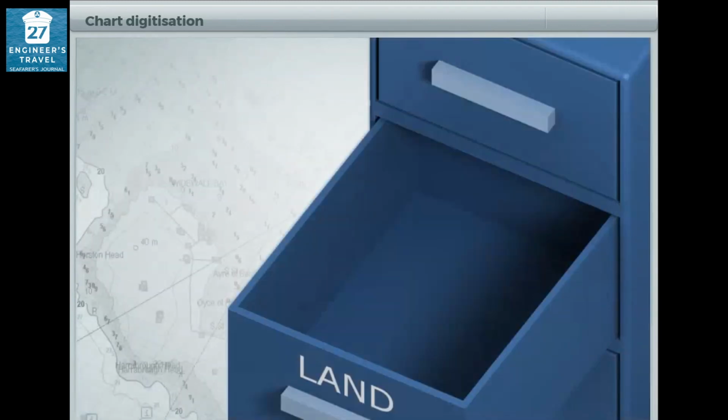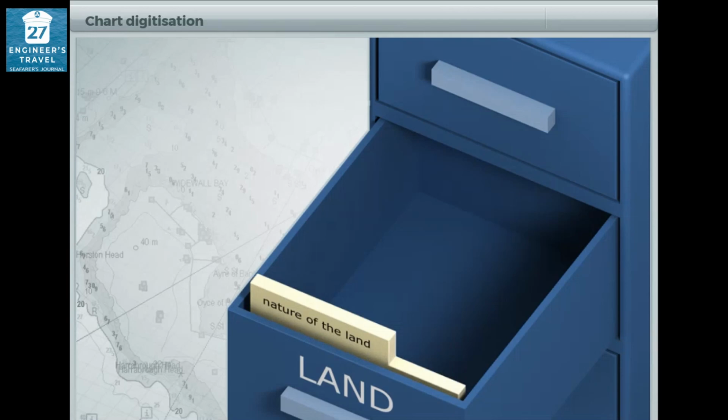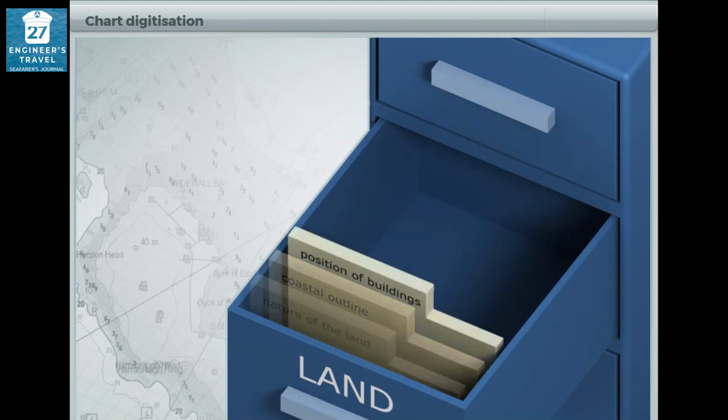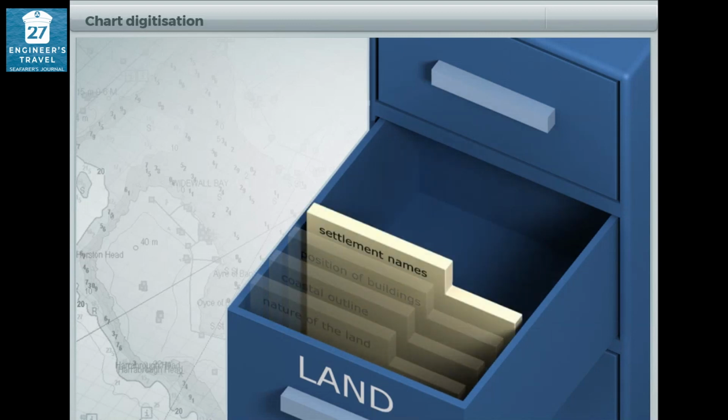In the illustration, the filing cabinet represents the computer hard drive used to store digitized vector information. The drawer of the filing cabinet represents the land folder. Inside the drawer there are subfolders with some of the stored detail: nature of the land, coastal outline, position of buildings, names of settlements.